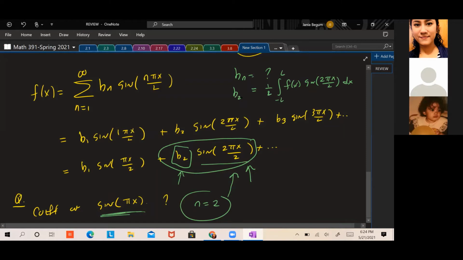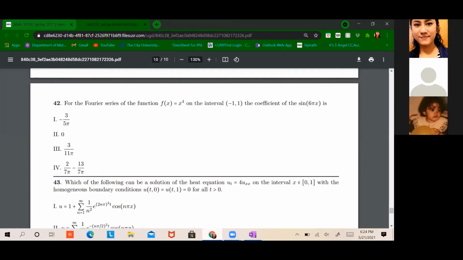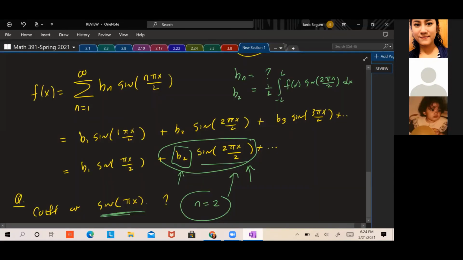Okay, and I was just wondering, what would the question say to find the other terms? Do they have specific names for them? Because in this problem it was the coefficient of sine pi x, but what about the other ones like a0, an, how would they word that? Well, they're called Fourier coefficients, right? For a specific term. So for example, this is your coefficient when n is equal to 1. This is your coefficient when n is equal to 2. So they're just called coefficients.